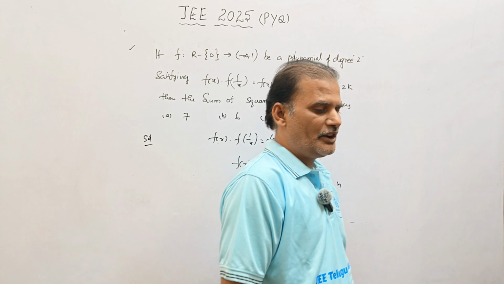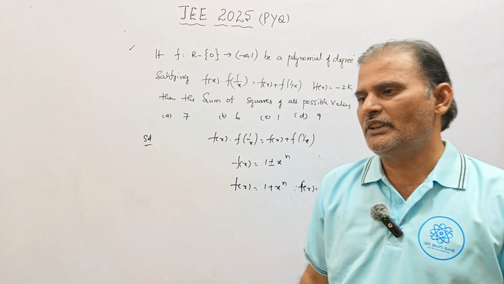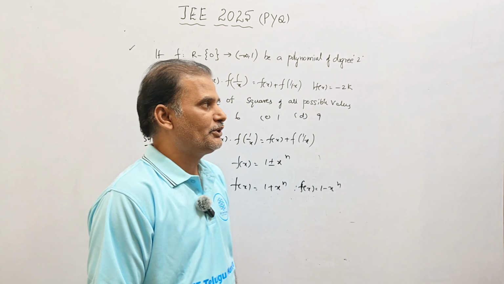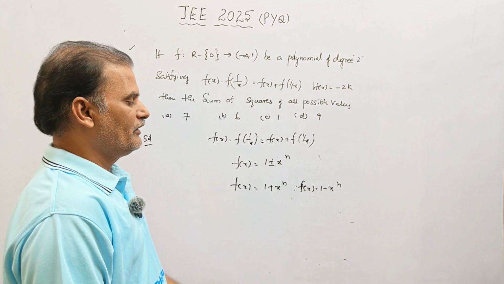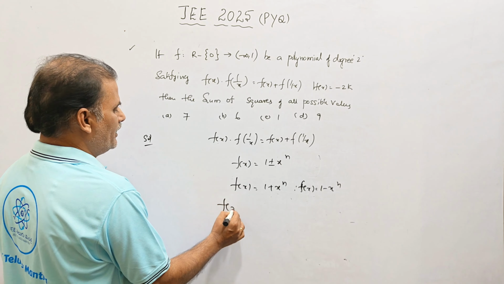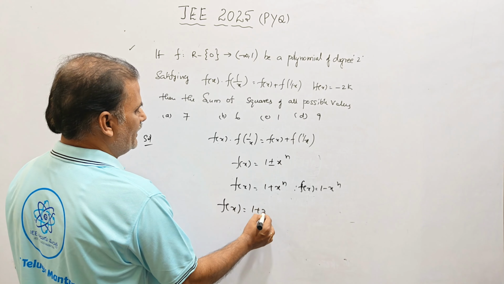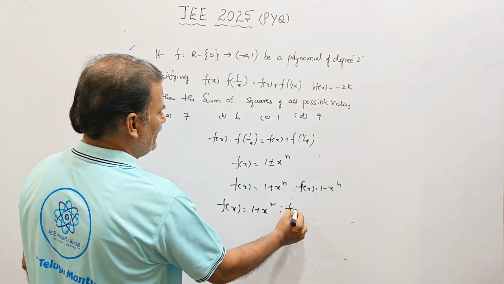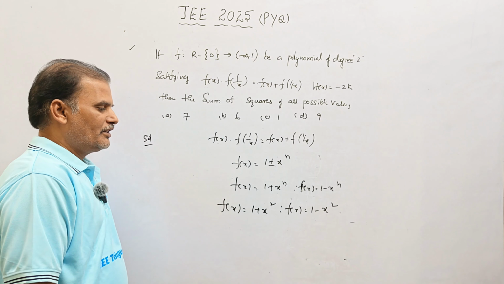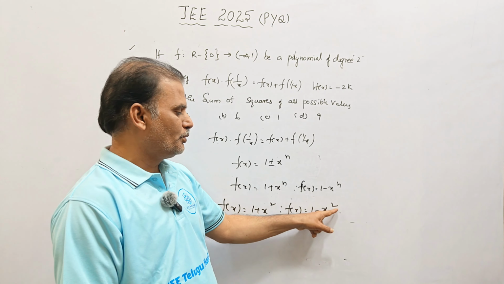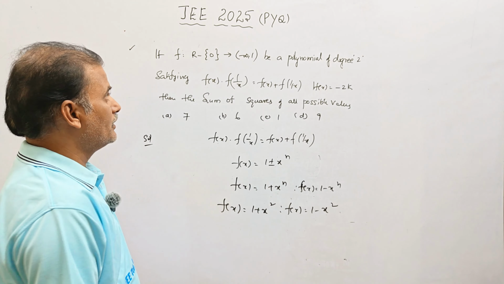Which polynomial do we have to use here? In the place of n, you replace it with 2, because a polynomial of degree 2 is given. Therefore, the two polynomials are once again rewritten as 1 + x² and 1 − x². Two polynomials here of degree 2. Which polynomial do you have to take?